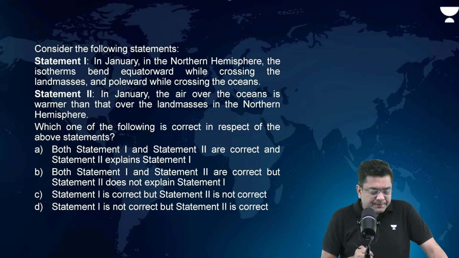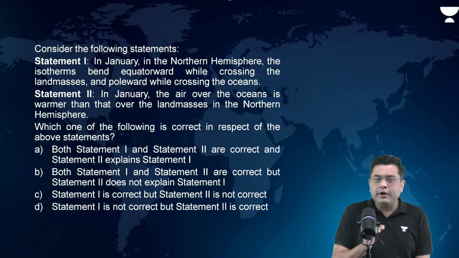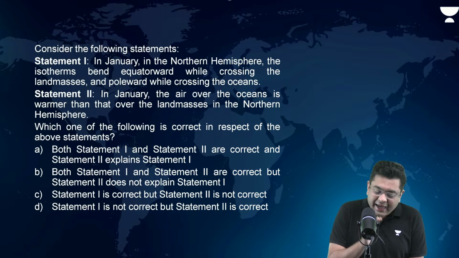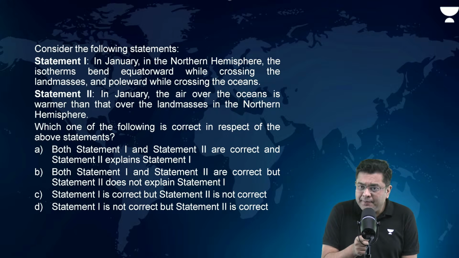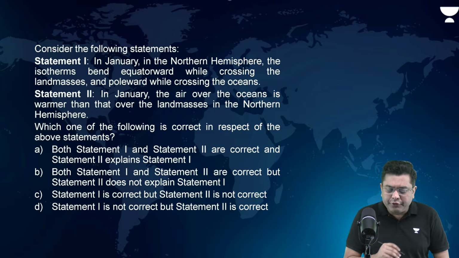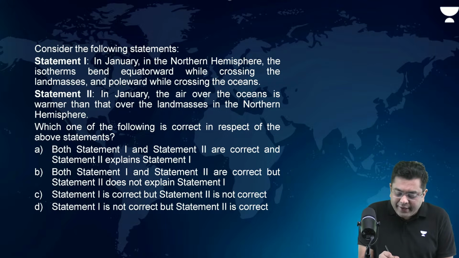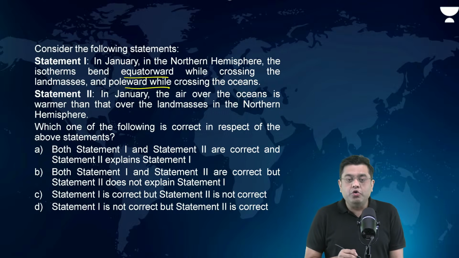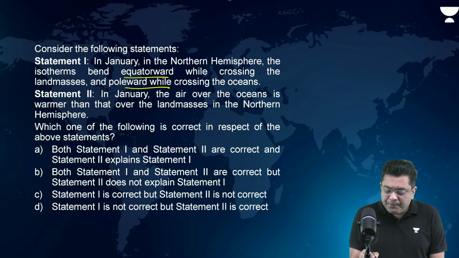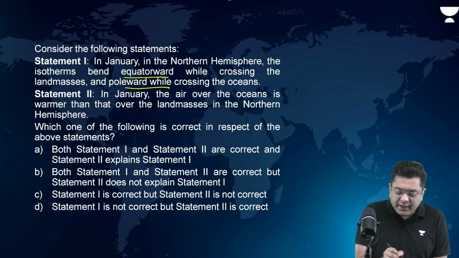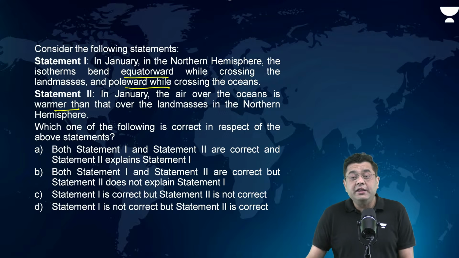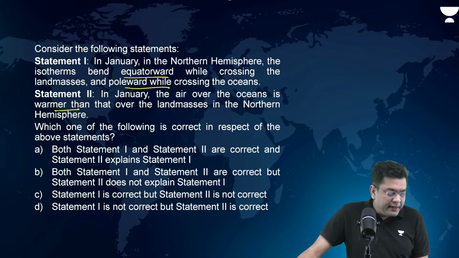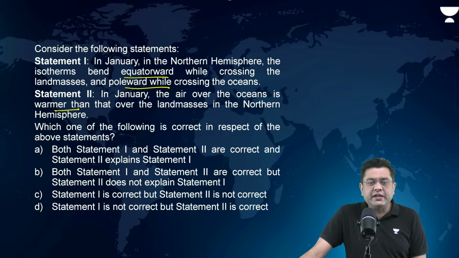Now, look at the same kind of question which was asked the next year. Same question. Observe this. Consider the following statements. In January, in the northern hemisphere, the isotherms bend equatorward while crossing the land masses and poleward while crossing the oceans. In January, the air over the oceans is warmer than that over the land masses in the northern hemisphere. Take a look at this and let me know what the correct answer is going to be.